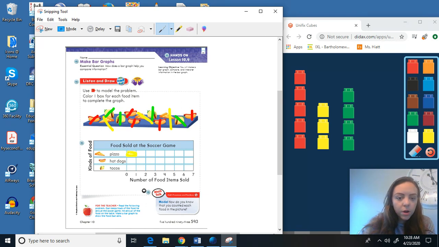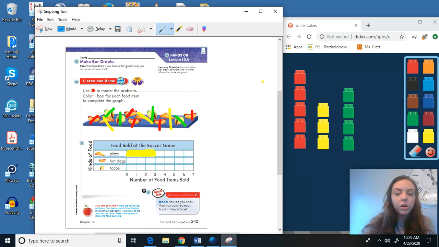Okay, so there's the first box. 1, 2. Okay, color this whole space all the way to 3. Okay, and the first strategy we use for coloring it in is just counting each box, right? So we counted all of the boxes, so we know that it's 3, but we could also look down the line and see that we did color in fact, 3 pizzas.